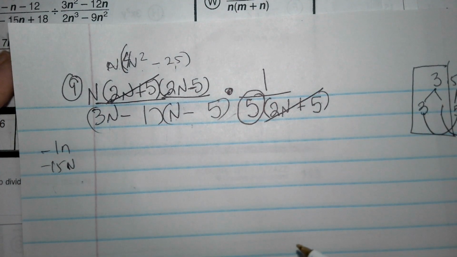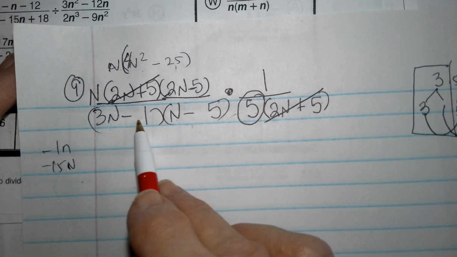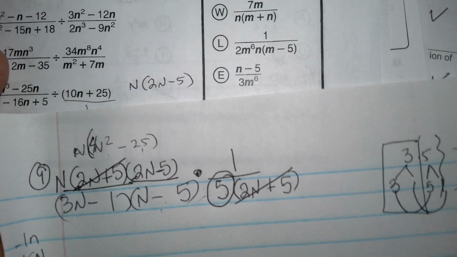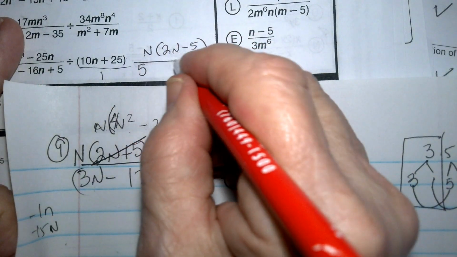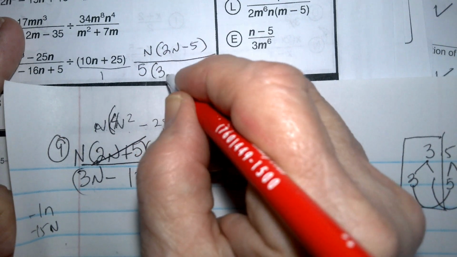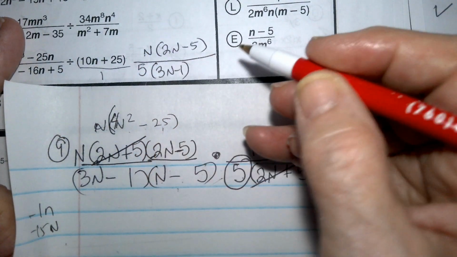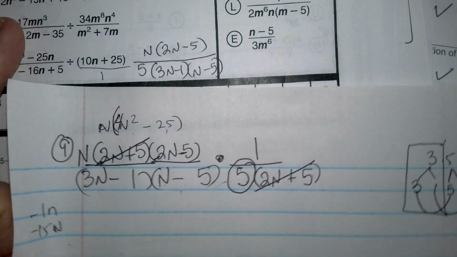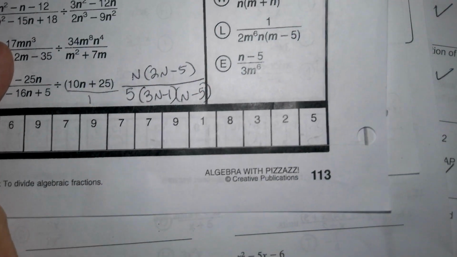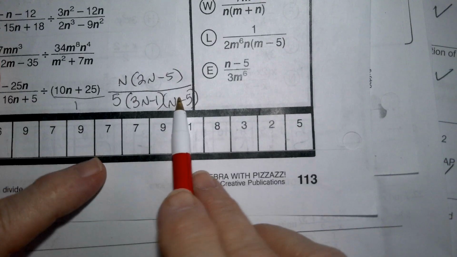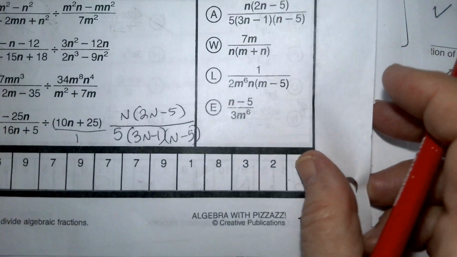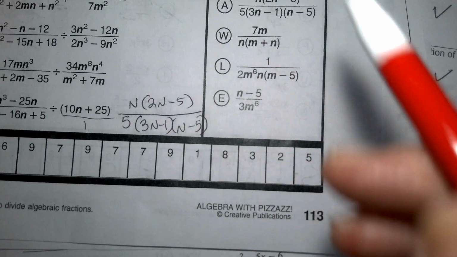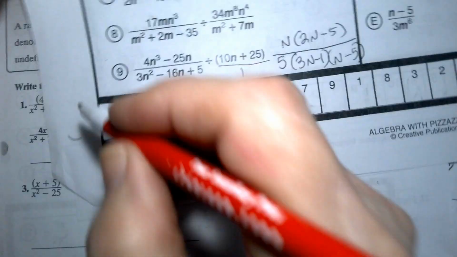So we usually put the numbers in front. 5 times those two. So it's going to be a 5 times the 3n minus 1 and the n minus 5. And which one did you think it was? A. Yeah, and these, by the way, can be switched around, but that is it. Okay, so that number 9 is the A.